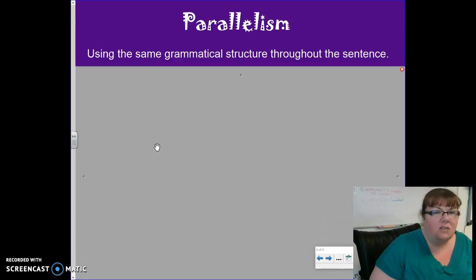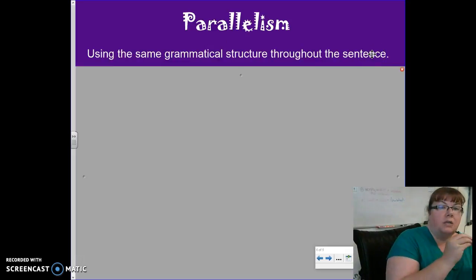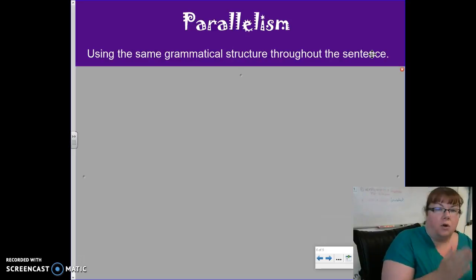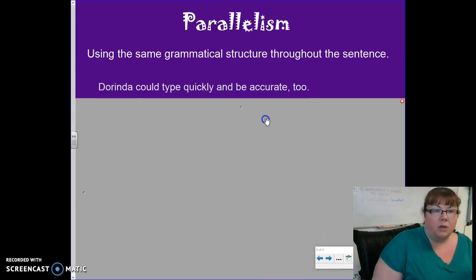Now when we're looking at parallelism, parallelism is the idea that you are using the same grammatical structure throughout the sentence. So the sentence goes noun, verb, noun, verb, noun, verb. Or article, noun, article, noun, article, noun. It's the same structure throughout. This is where the anaphora comes in. This is where the asyndeton, polysyndeton, those types of things come in here, and they are a form of parallelism. So it's important that we look at this.